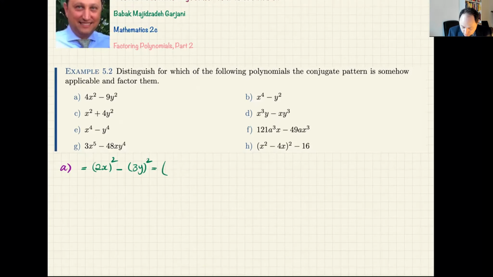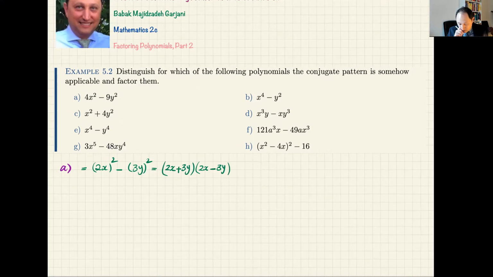So what I do, I open two pairs of brackets. I take the square root of one of them and put it in both of these pairs of brackets. The same thing for the second one. And then that is up to me: I choose one of them to be positive, the other one to be negative. So that is the answer.